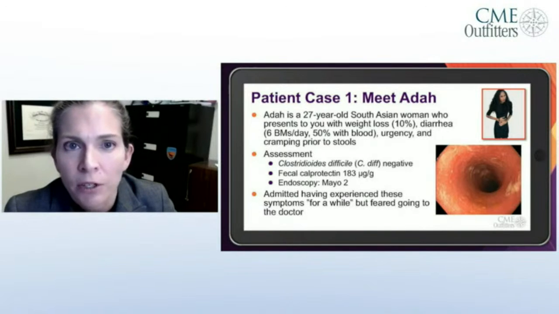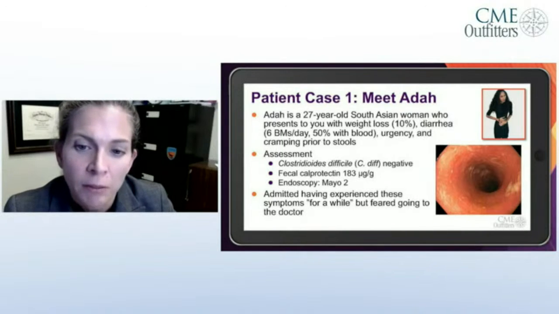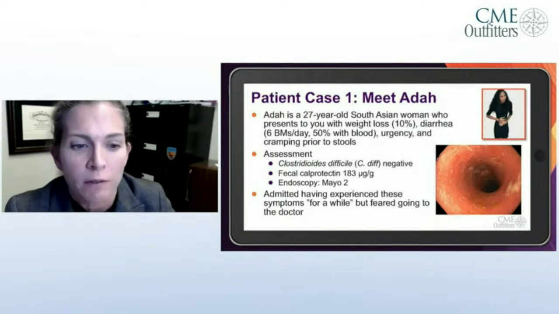One of the things I've found very useful in my practice is grading the endoscopy. Here you can see that while she doesn't have spontaneous bleeding, she has ulcerations, loss of vascular pattern, a lot of friability. And so this is a Mayo score of 2.